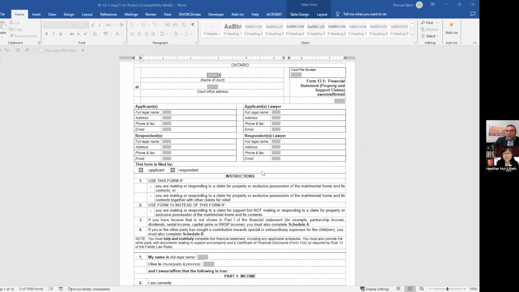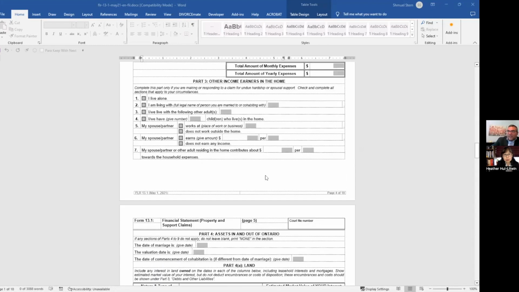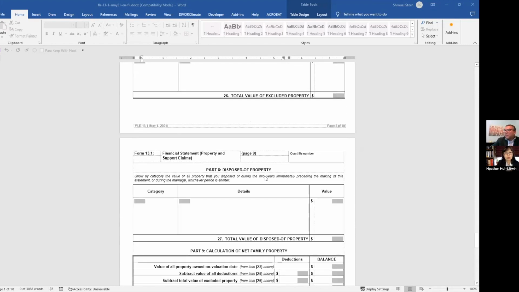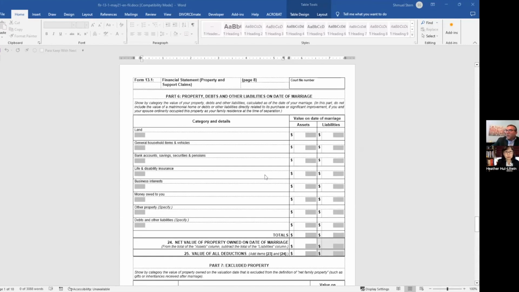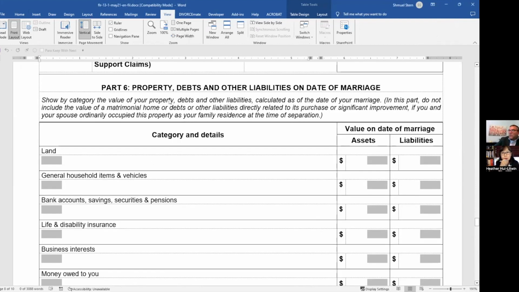Okay, before we even start into the theory of it, because the form itself is a little confusing. So this is the form 13-1. And I'm actually scrolling all the way to near the end. And I'll make the screen a little bit bigger. And here you go on page 8 of this form. And it asks you to list your property, debts, and other liabilities on the date that you got married. So I guess the starting point just is, when did you get married?